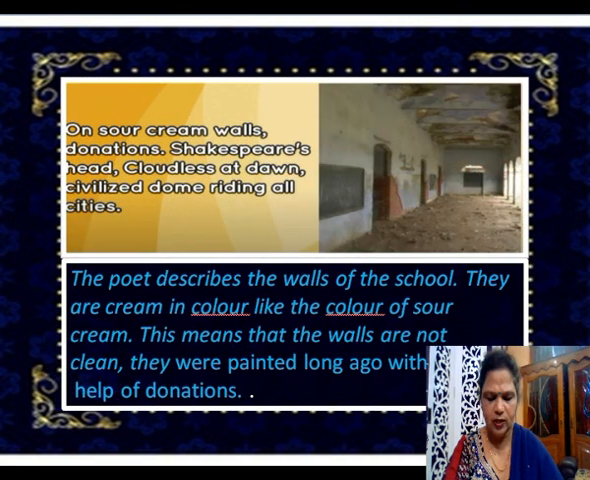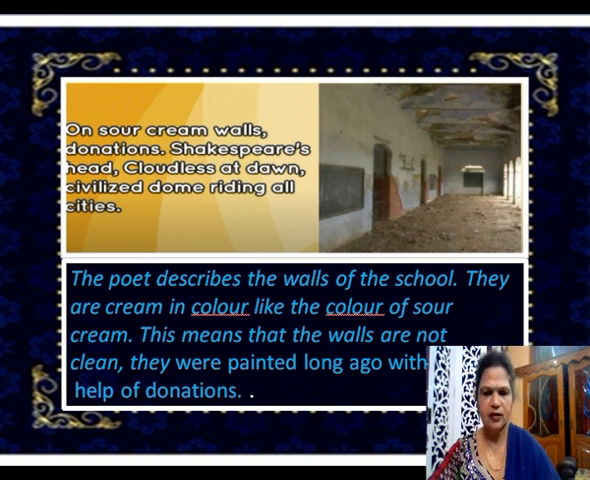On sour cream walls, donations, Shakespeare's head, cloudless at dawn, civilized Rome, riding all cities. Now first the first line only. On sour cream walls, donations. Now the poet in this line describes the walls of the school. They are cream in color, like the color of sour cream. It means that the walls are not clean. They were painted long ago with the help of the donations.